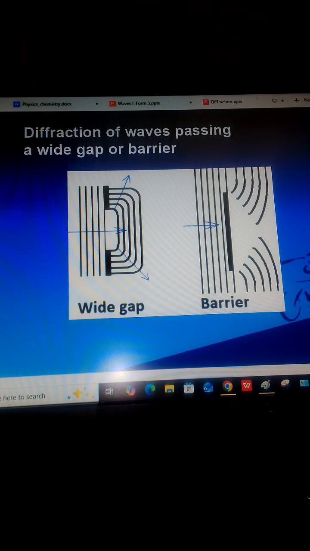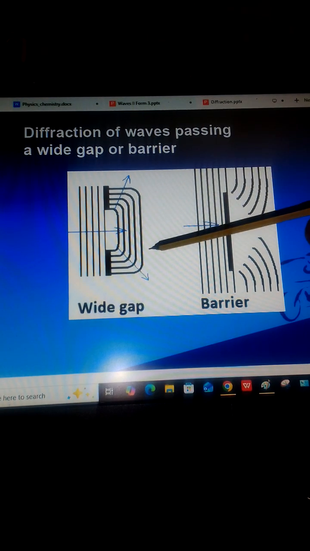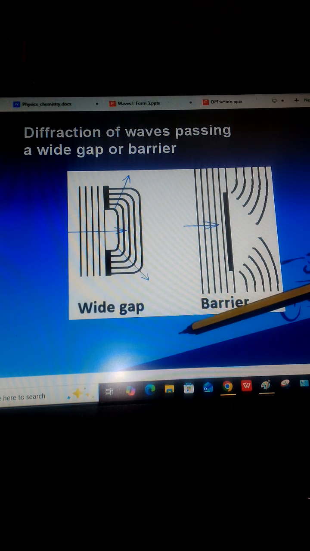So you find that when the gap is wide, you don't have much spreading, right? So this is what happens when the waves encounter a wide gap. There is spreading, but it's not much pronounced. Okay, and here, this is a barrier, so you can see the way the spreading takes place is not much pronounced. But remember, the wavelength remains the same before and after diffraction.